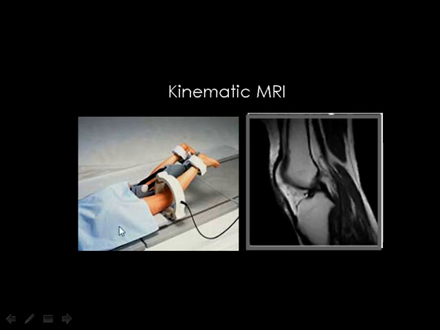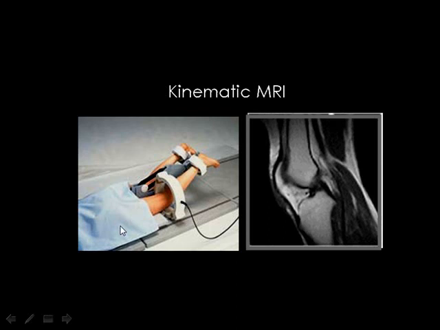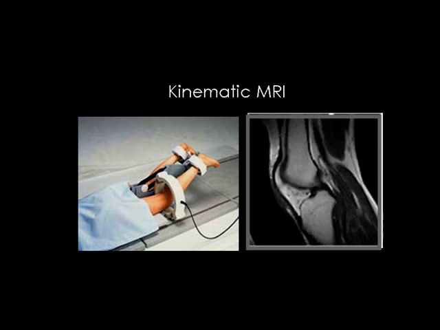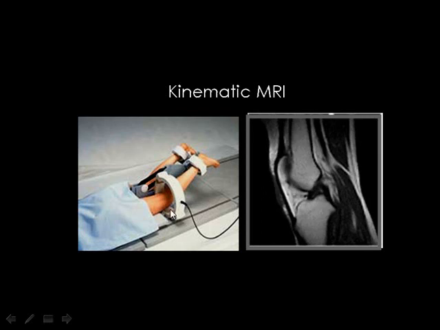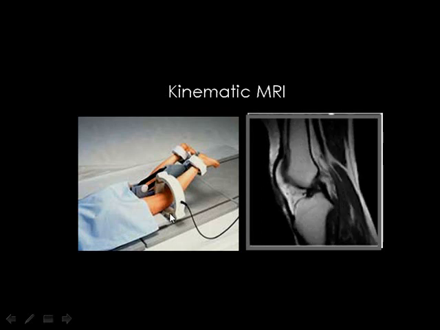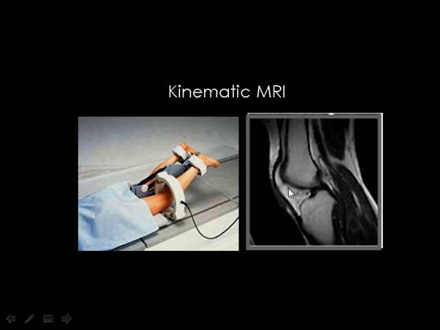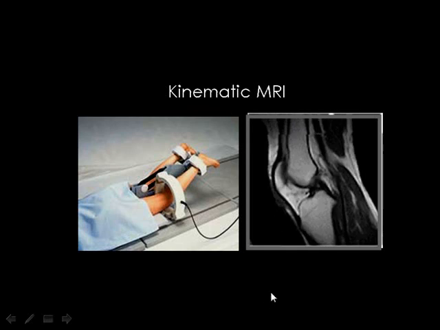And this machine works with electricity. It flexes and extends the knee. Then we use a smaller surface coil to enable the knee to be extended and flexed. Then we can image the motion of the knee in order to see any abnormalities. This is known as kinematic MRI.